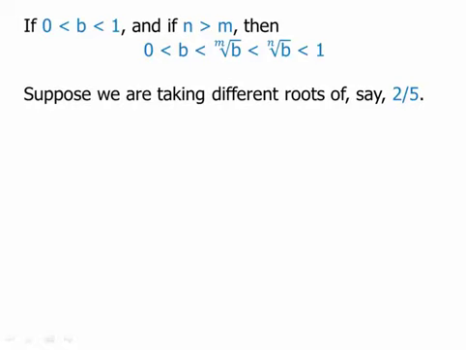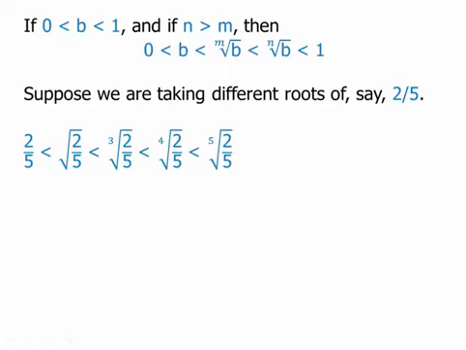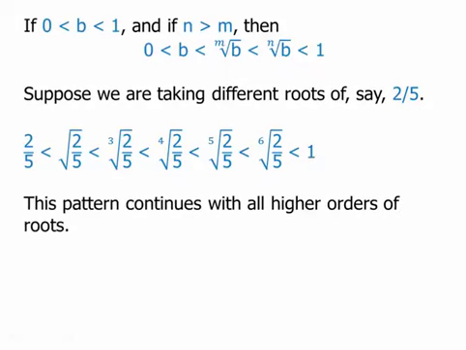So suppose we're taking different roots, say, of 2/5. Well, 2/5 is less than the square root of 2/5. This is going to be less than the cube root, which is less than the 4th root, and so forth. We continue this pattern. It turns out that all these roots remain less than 1. So they get bigger and bigger and bigger, but they never get as big as 1. And this pattern continues with all higher order roots.